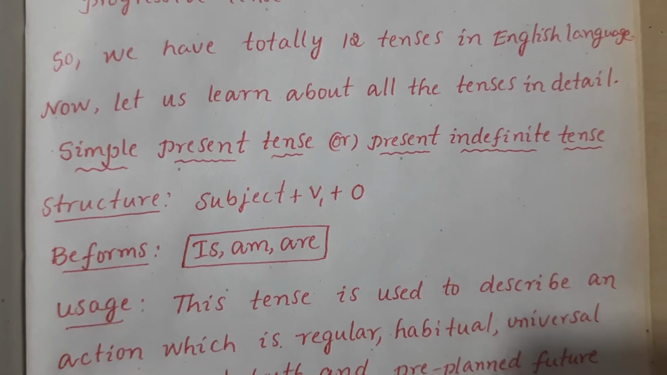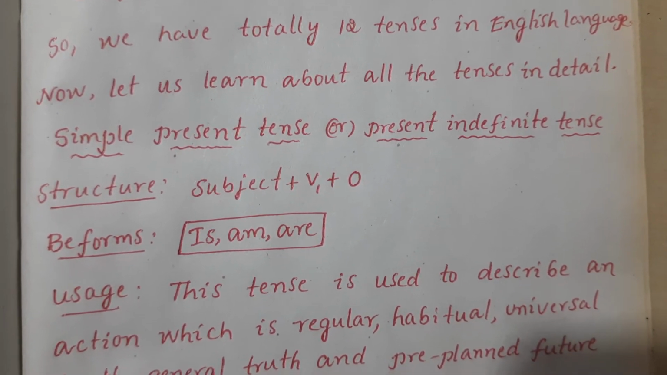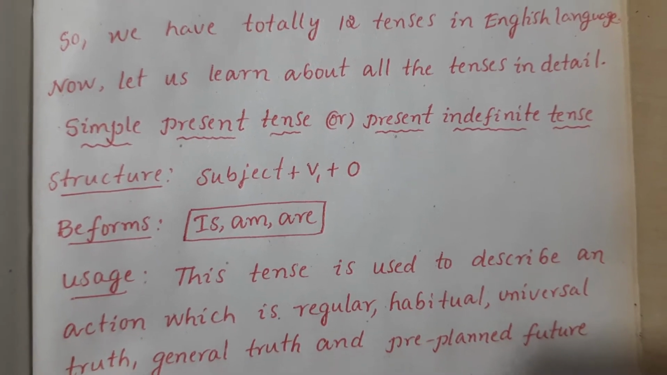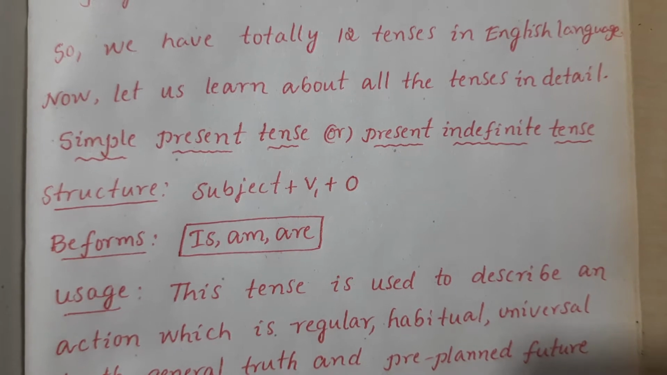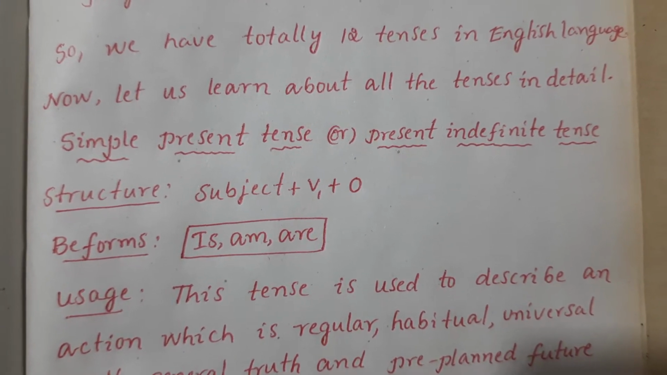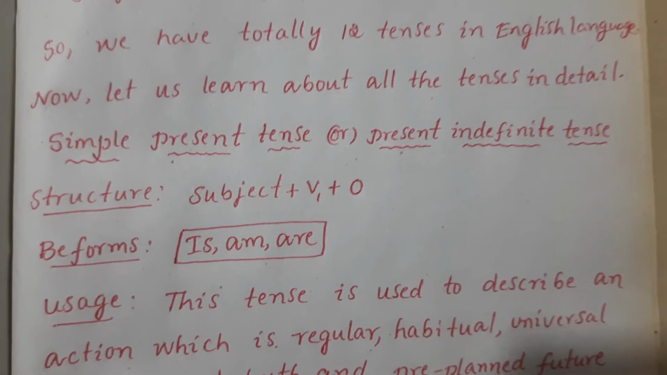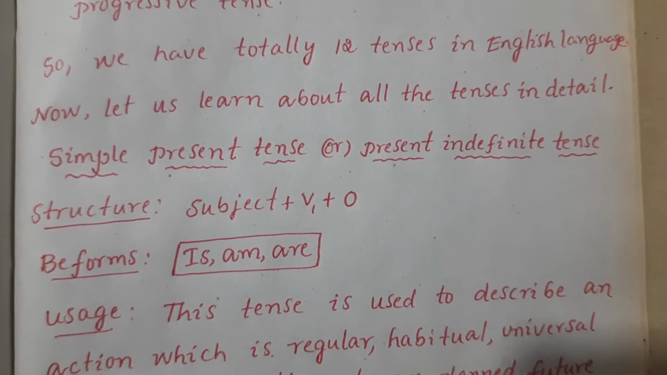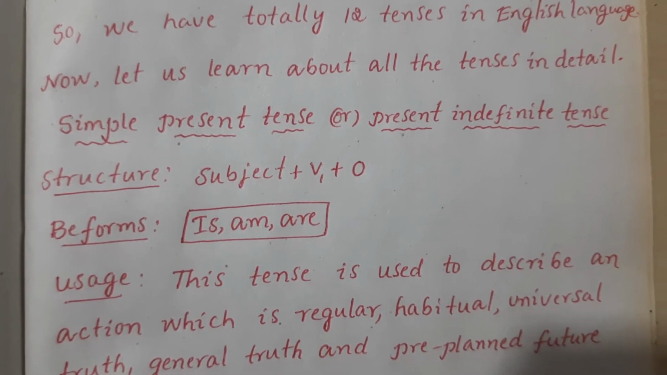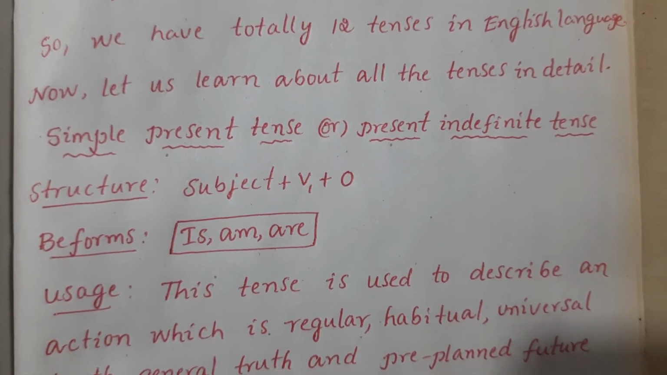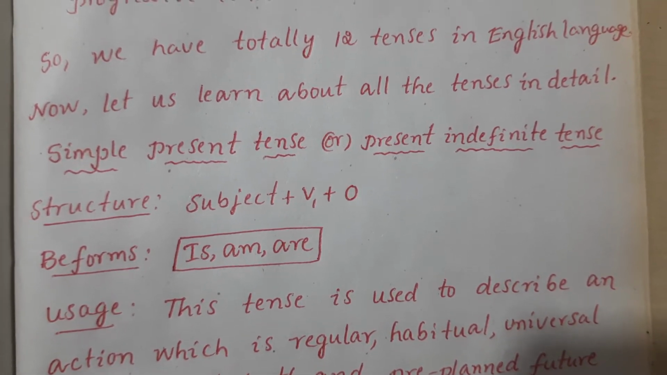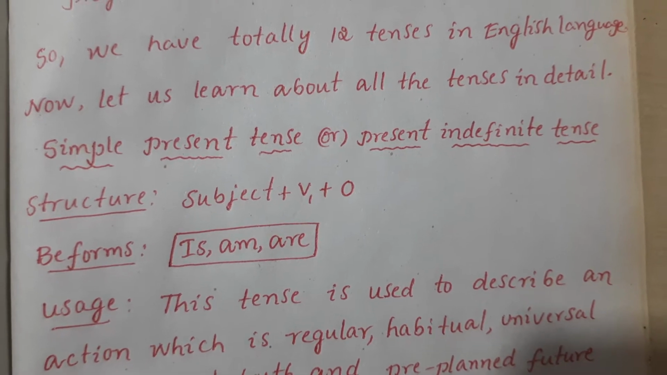The structure of the simple present tense is subject plus V1. V1 means verb 1, the first form of the verb, plus O means object. Subject is doer of the action, object is the receiver of the action. So the structure of the simple present tense or present indefinite tense is subject plus verb 1 plus object. The V forms of simple present tense are is, am, are.